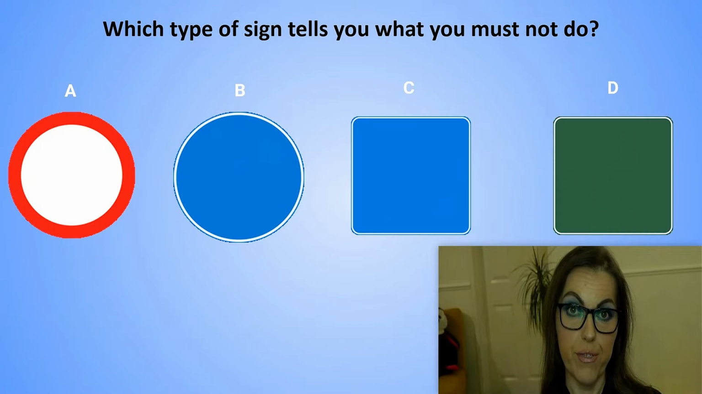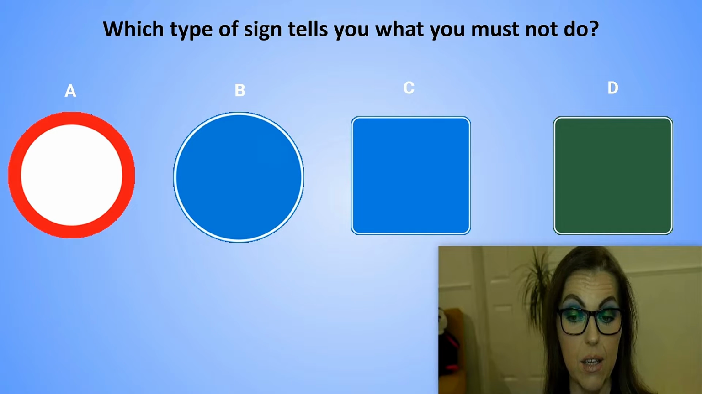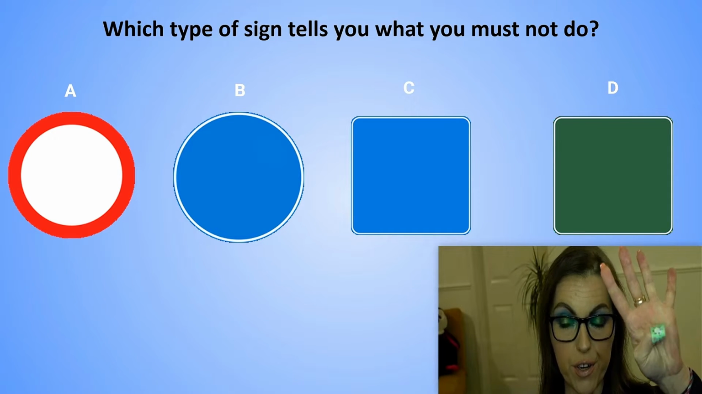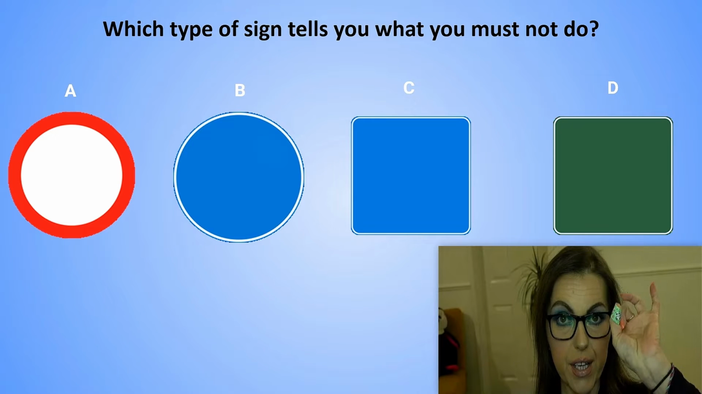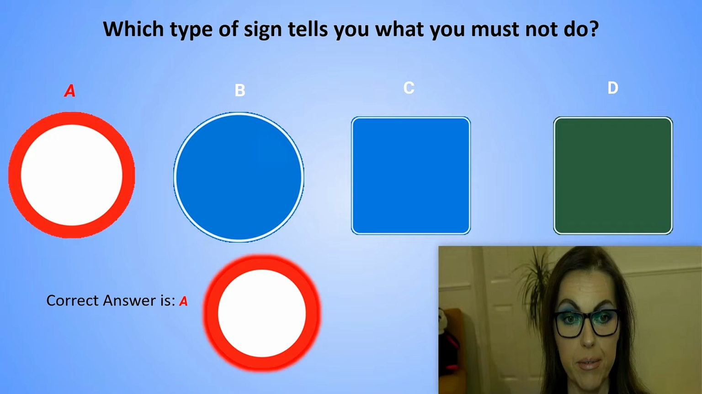Next question. Which type of sign tells you what you must not do? Sign A, sign B, sign C, or sign D? 5, 4, 3, 2, 1. The correct answer is A.